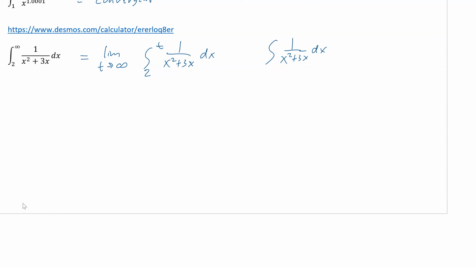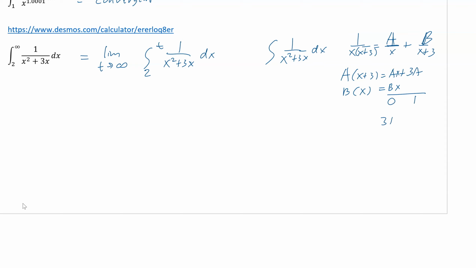And we can use partial fractions. So 1 over x times x plus 3 would be 1 over x plus 1 over x plus 3. And then we call that an A and that a B. So there wasn't 1 and 1, it was A and B. So we get A times x plus 3, B times x. So Ax plus 3A, and Bx. And then this has to be 0 and 1. So we can see that 3A equals 1 and A plus B equals 0. So A equals 1/3.